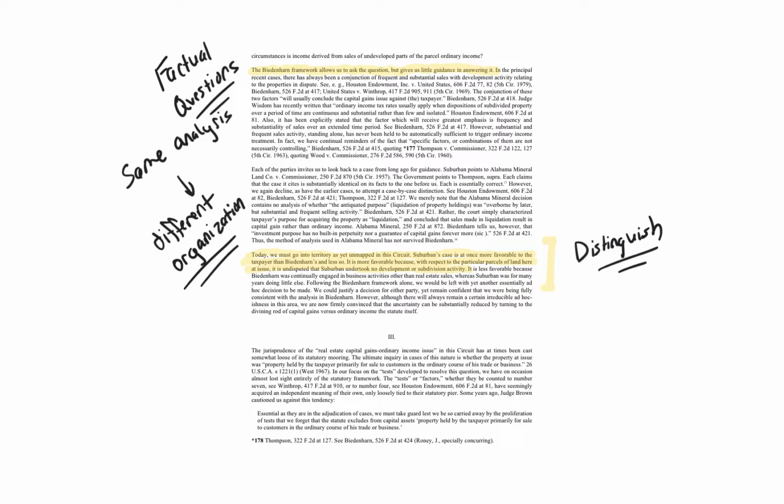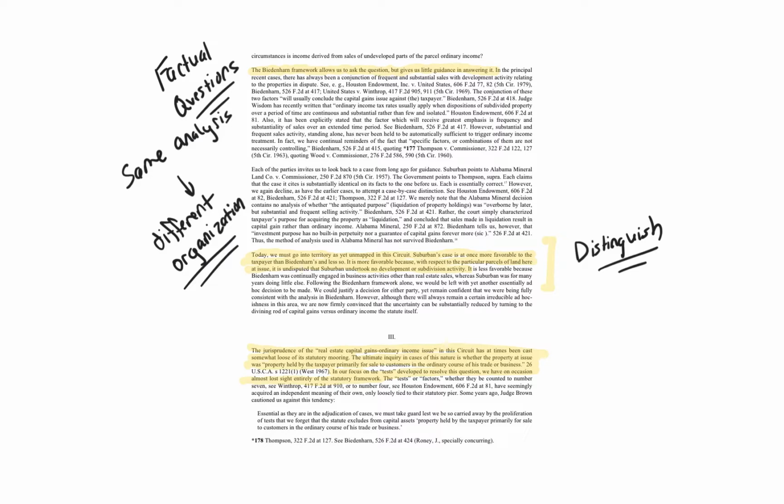The jurisprudence of the real estate capital gains ordinary income issue in this circuit has at times been cast somewhat loose of its statutory meaning. And that's kind of what Winthrop was getting at. They were focusing on these factors, but remember, it ultimately comes down to the code section. The ultimate inquiry in cases of this nature is whether the property at issue was property held by the taxpayer primarily for sale to customers in the ordinary course of his trade or business. In our focus on the tests developed to resolve the question, we have, on occasion, almost lost sight entirely of the statutory framework. So this is in line with Winthrop.